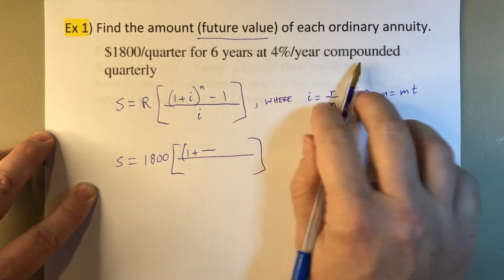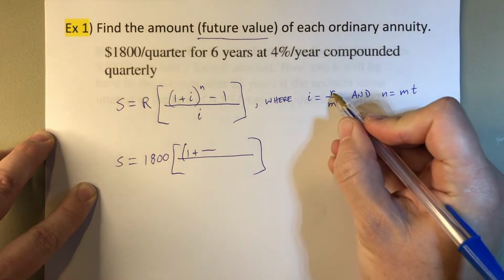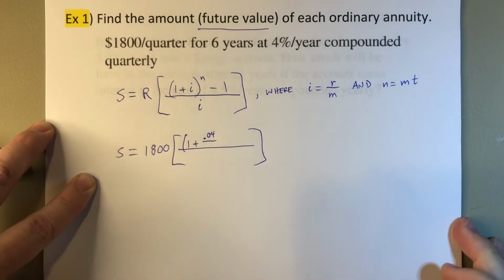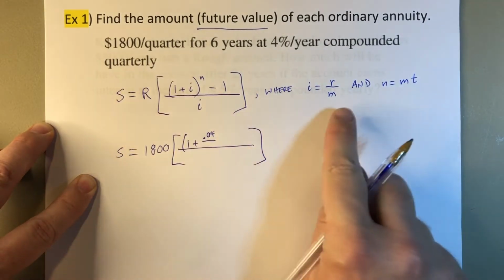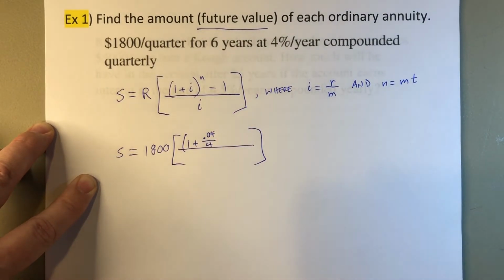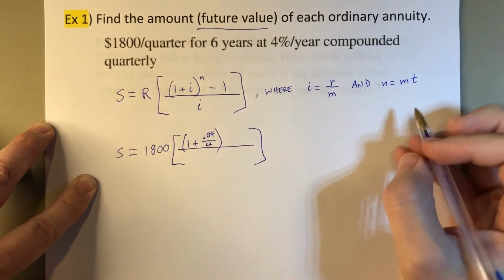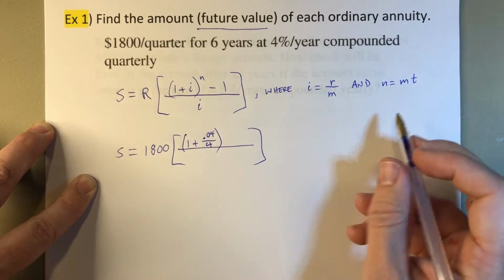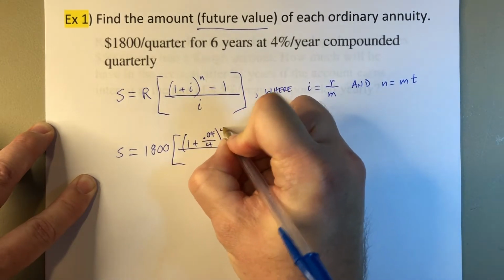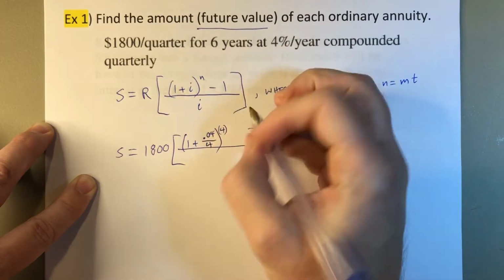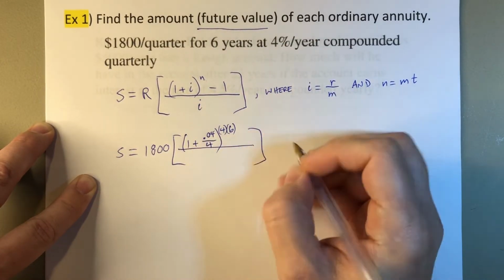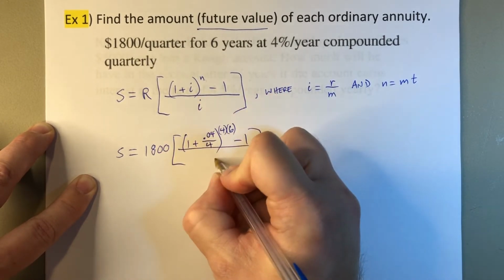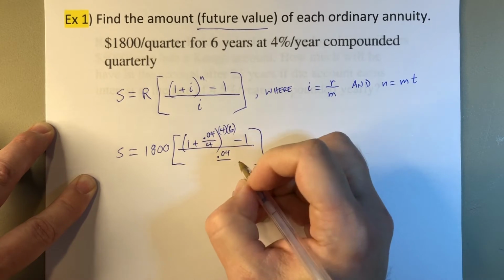So 4% per year compounded quarterly. So I is R over M. R, 4%, so 0.04. Compounded quarterly, M is 4. And that's going to be to the power of N. N is what again? M times T. So what's M again? Well, it's quarterly, so that's a 4 up here. And time is 6 years. It's all in the exponent position. Take away 1. You'll always take away 1. And you're going to be dividing it by I again, which is going to be 0.04 over what? Over 4.